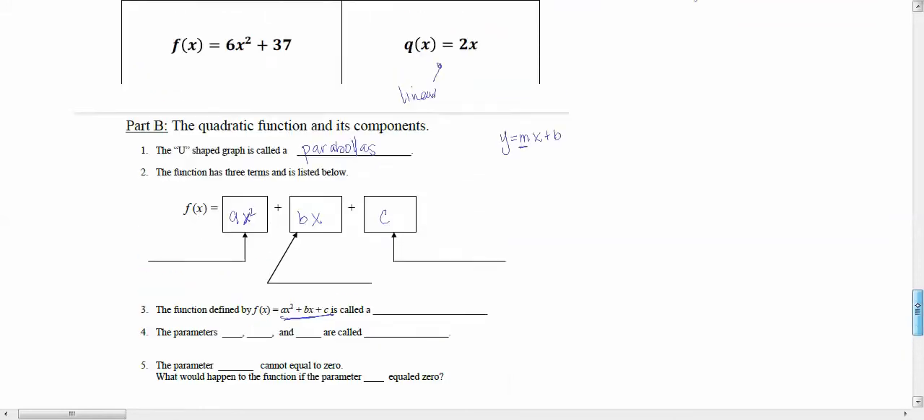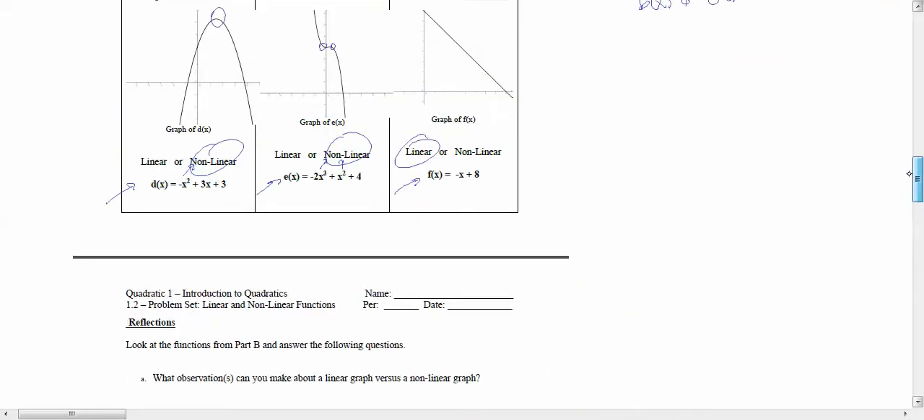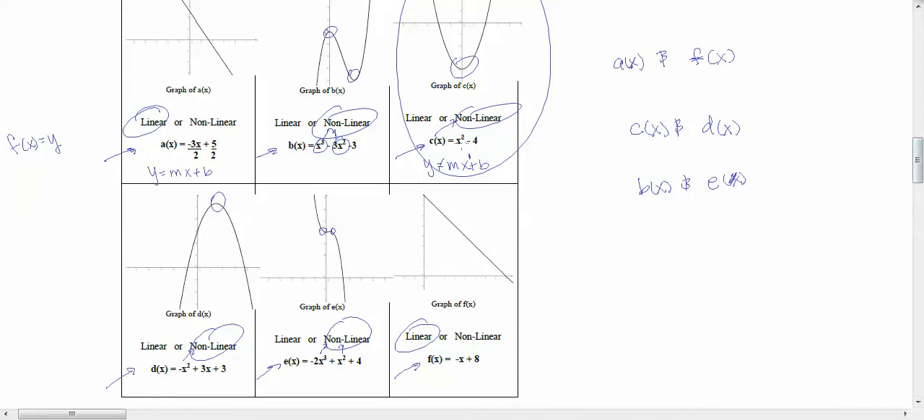Now, the function has three terms. Let's take a look at this part right here. I know I keep scrolling up and down. I apologize. This one technically only has two terms, but it could have three terms. Like, for example, this has three terms. A quadratic equation will have up to three terms. It could have one term or two terms, but it will have up to three terms.